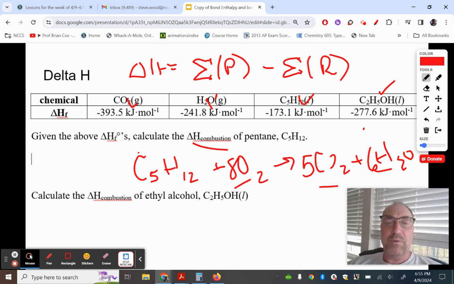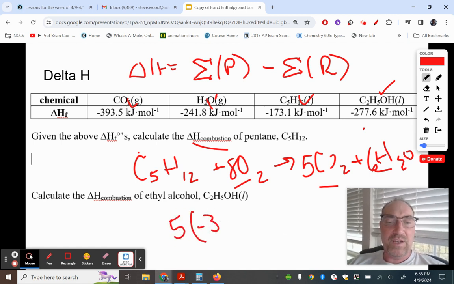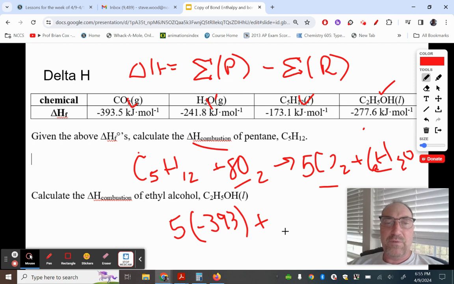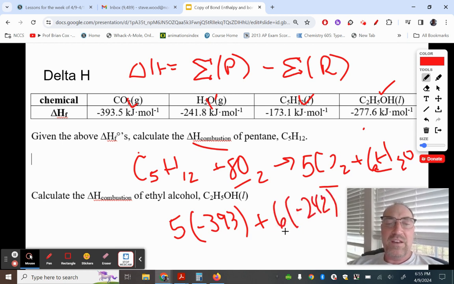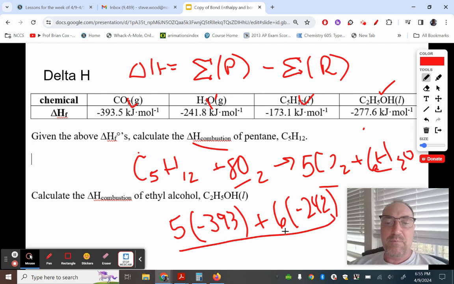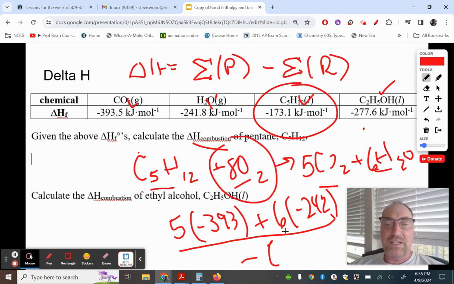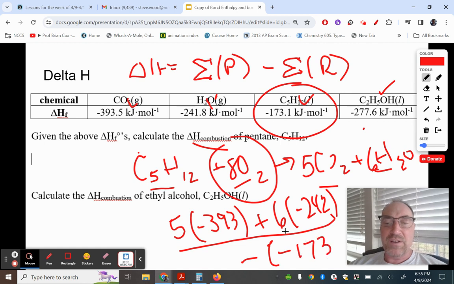All right, so let's do that real quick. It would be 5 times negative 393. I'm just going to round for the sake of rounding. Plus 6 times negative 242. And this whole thing is going to be minus. Do you see that this one has a 1, and oxygen is always 0? So it'll be minus a negative 173.